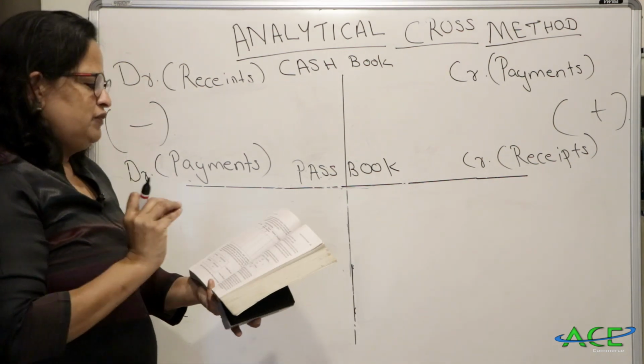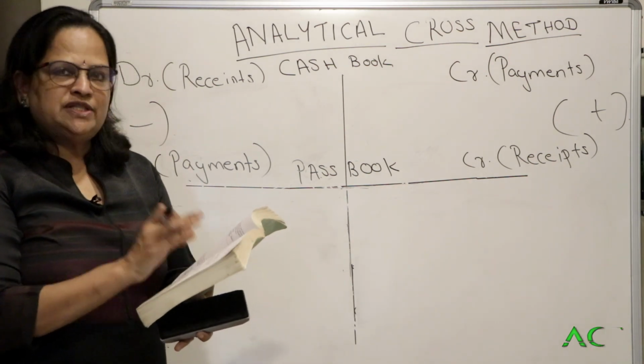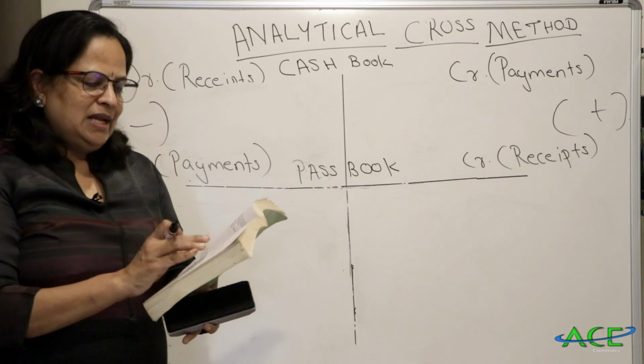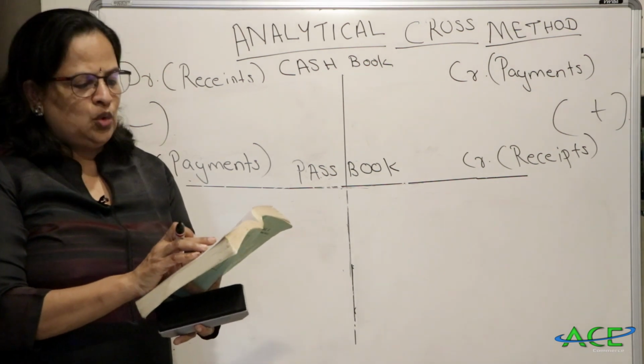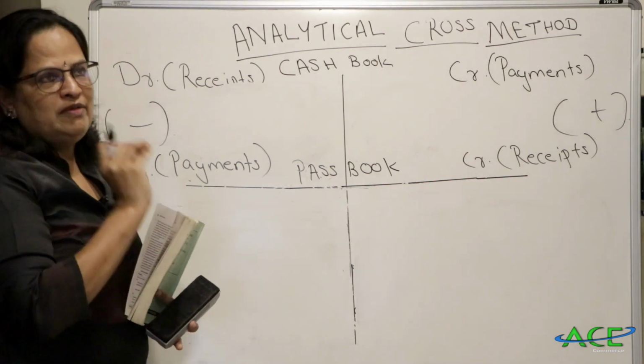So I am going to explain the first problem. Prepare bank reconciliation statement as on 31st December 2020. Balance as per cash book is 2,28,800. You know that cash book balance will always be a debit balance.